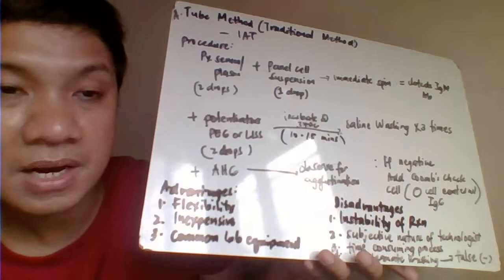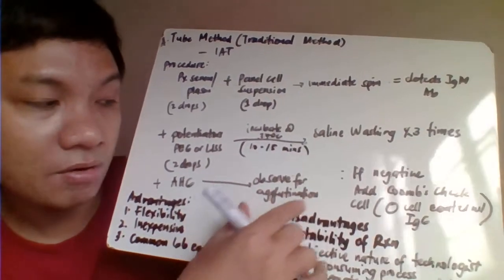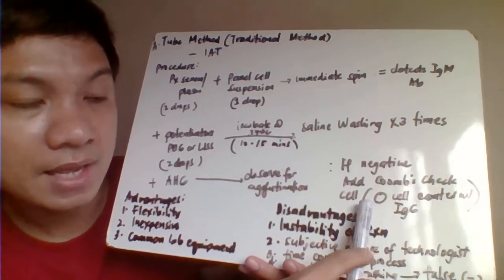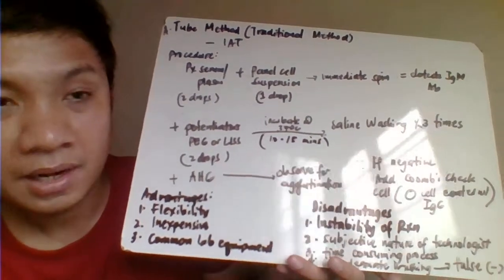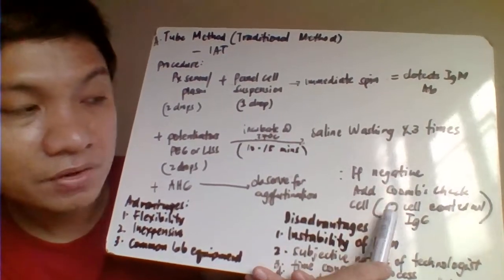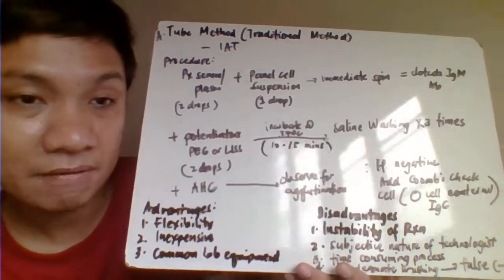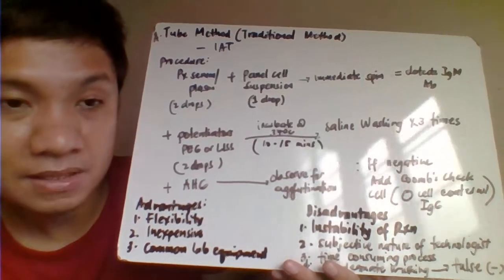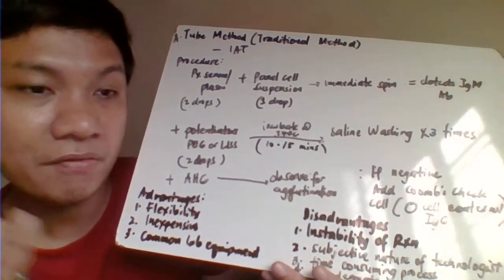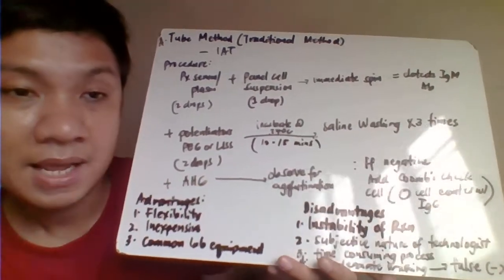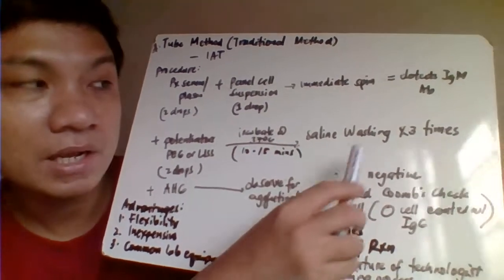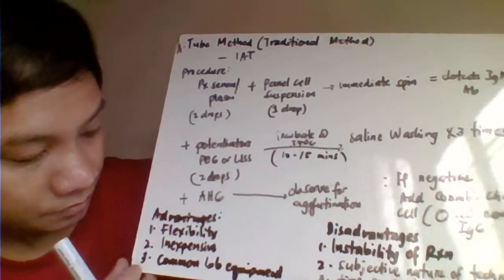If, for example, here, negative ang ating reaction, then you need to add your Coombs check cells. This is an O red cells here with an IgG attached on that. So, after addition of your Coombs check cells, dapat mag-positive na siya. Pag hindi siya mag-positive, so you need to repeat the procedure. It's because number one, it might be you failed to add anti-human globulin, or it might be because of the neutralization of your anti-human globulin because of your inadequate washing steps.